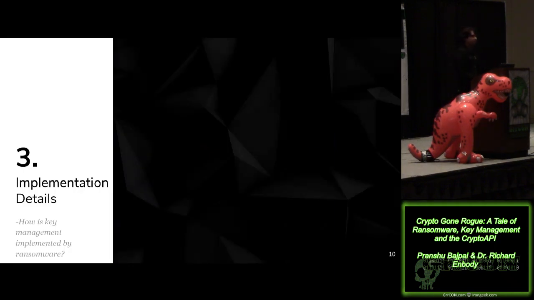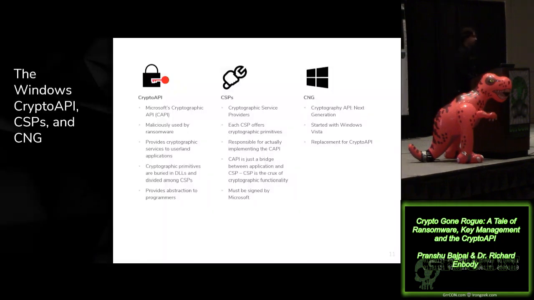So we understand how the hybrid encryption scheme works now, but how is it implemented? To understand how it's implemented, we have to understand how CryptoAPI works in Windows, because that's what these ransomware use. So the CryptoAPI, just like any other API, provides a level of abstraction to programmers. If you want to do cryptographic tasks, you don't want to be writing all of that complicated crypto code. So there are sets of DLLs that are already available that will let you do this, and CryptoAPI is the way to access those.